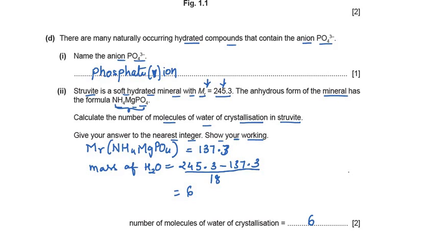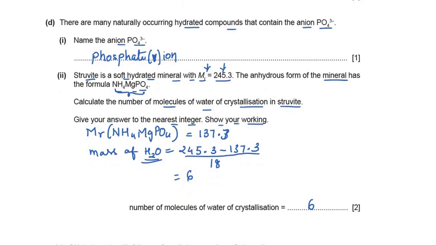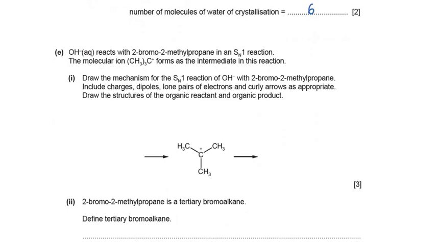I hope you understood that we subtracted the mass of the anhydrous compound from the mass of the hydrated compound. That gives us the mass of water molecules. Then we divide that mass by its Mr, and we get the number of moles, or you can say the number of water molecules with each molecule of the struvite. Let's go and see which is the next question here.